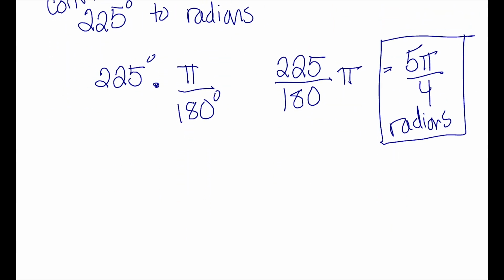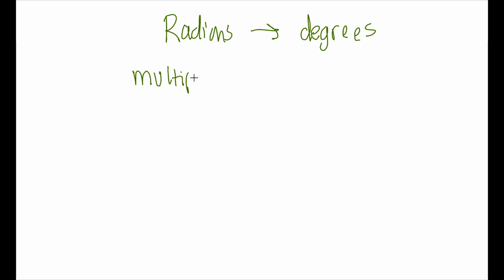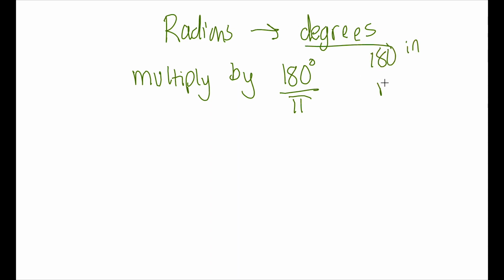So what about when we're asked to go backwards and convert radians to degrees? Okay, so here we will multiply by 180 over pi. So if we want degrees, we have 180 in the numerator. If we want radians, we flip this and leave pi in the numerator. So let's try some.